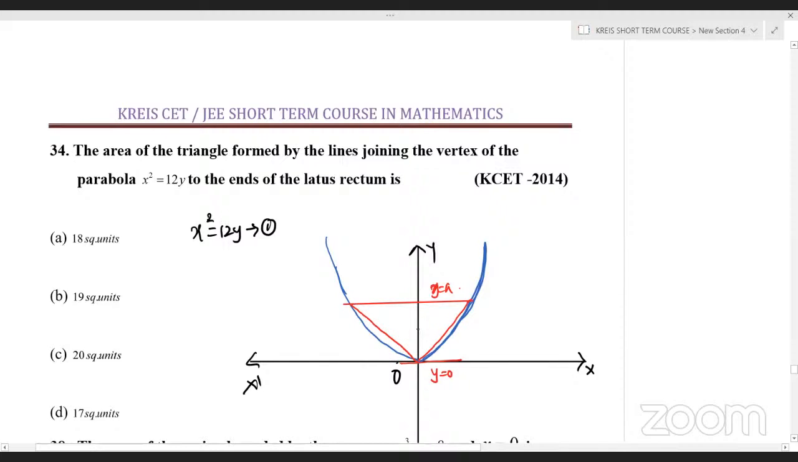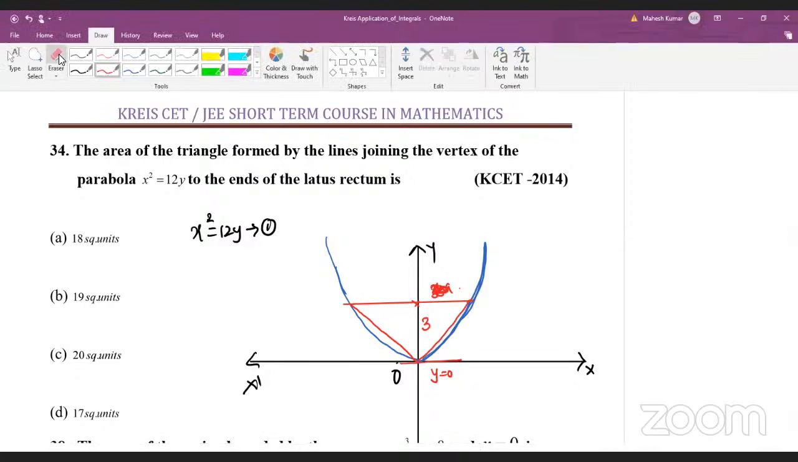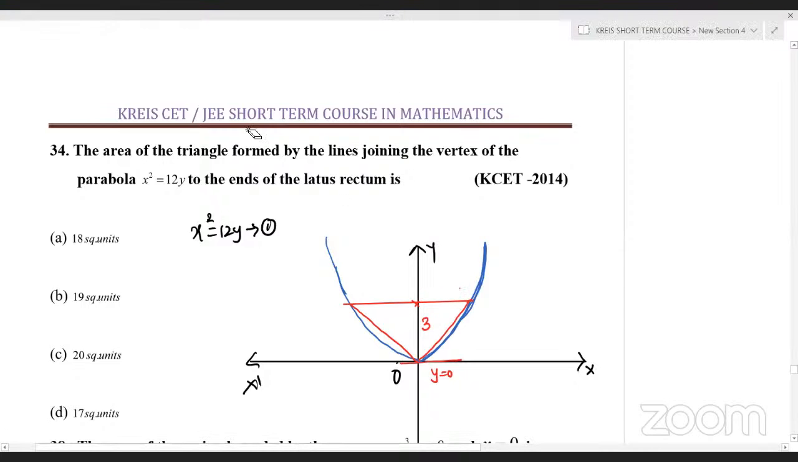Now y is equal to a you have. Now from here to here you can observe what comes here. We will make use of the property here. So the a is going to be 3 here and the other one is going to be 6 units. So this is 6.